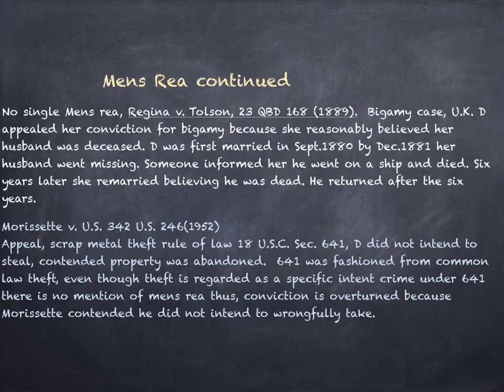And he said he didn't have intent, and the judge looked to the law, and it didn't say anything about intent in the law. And this man did not have intent, and the conviction was overturned because he didn't wrongfully take it. He took it because he thought it was abandoned property. It was like scrap metal. So with the federal courts, that illustrates the mens rea.